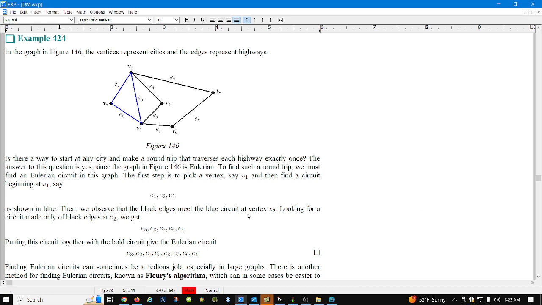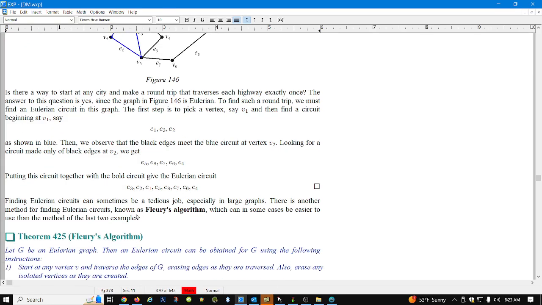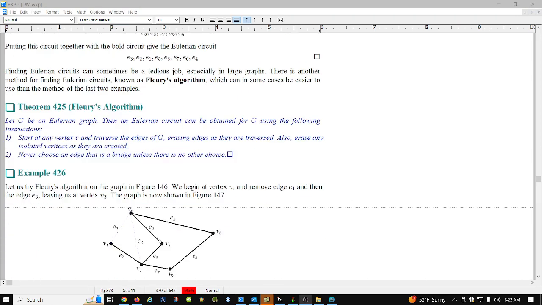Now, while this procedure, this algorithm for finding an Eulerian circuit when the graph is Eulerian, is pretty straightforward, it does become a bit tedious when the graphs get large. There are other approaches to finding Eulerian circuits. The most famous one is known as Fleury's algorithm. And in some cases, this is easier to apply than the method I've just used in the last two examples. So here is the algorithm.